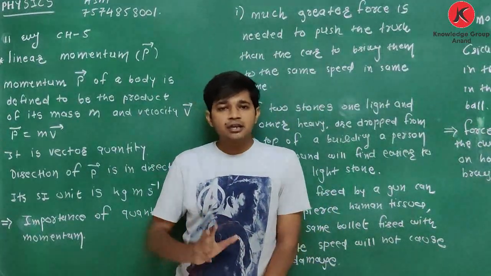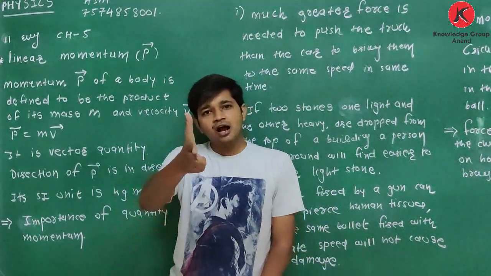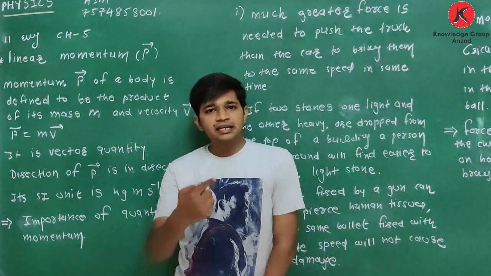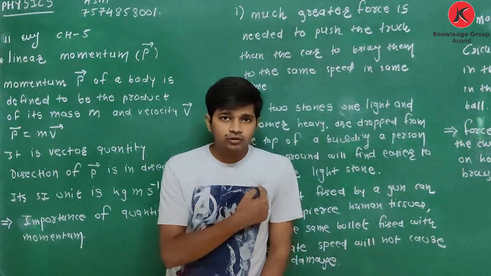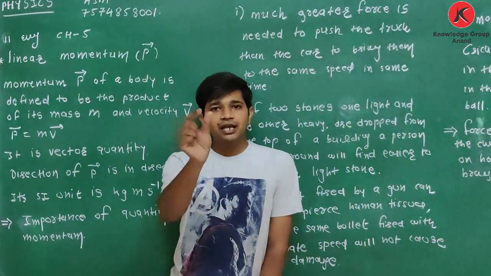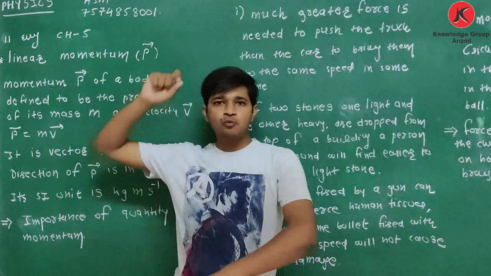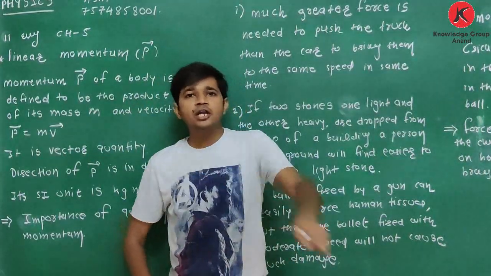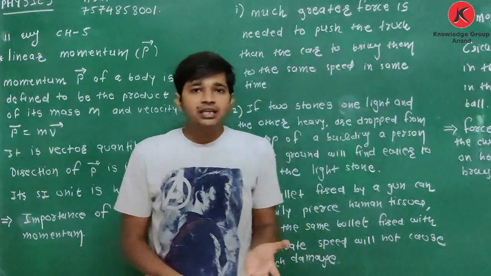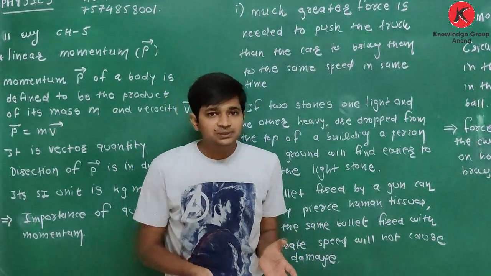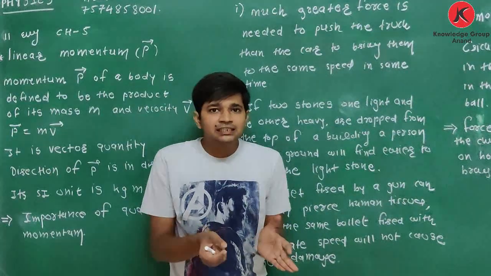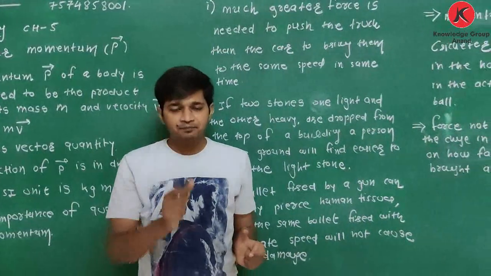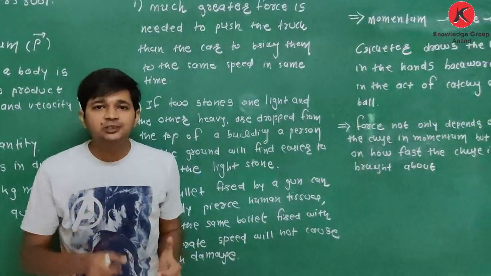Yes, we know that if I have a gun and I fire the bullet with the help of the gun, then it can easily pierce human tissue. Yes or no? Yes. But if I have the bullet in my hand and I throw it like this, it will not damage the body. So in this case, what is the importance? Mass? No. In both cases, mass is the same. Importance is of speed.